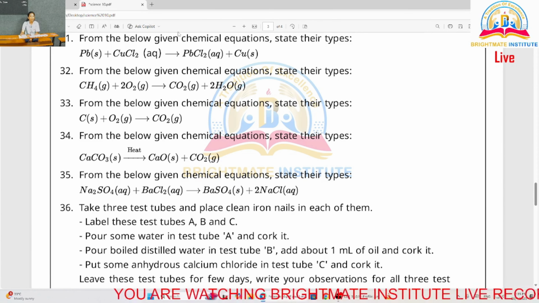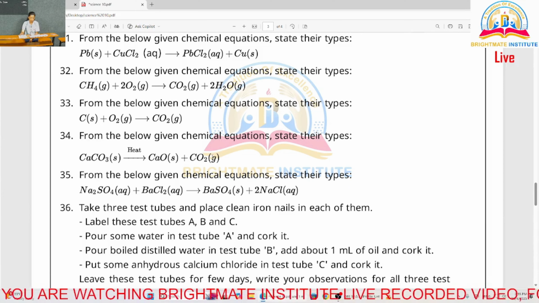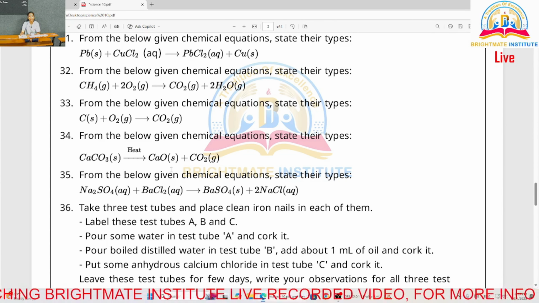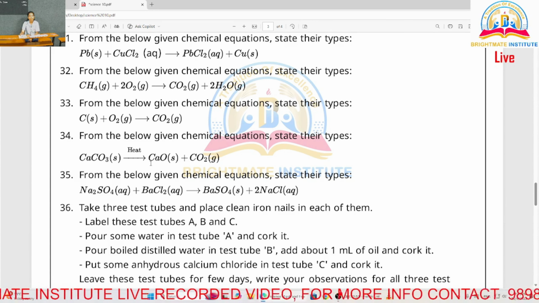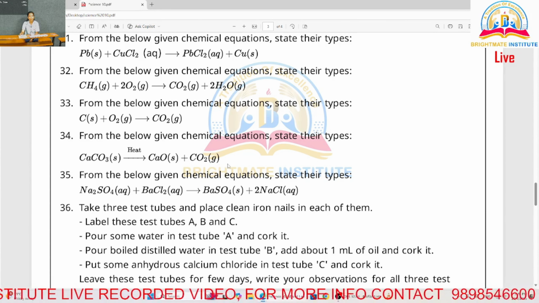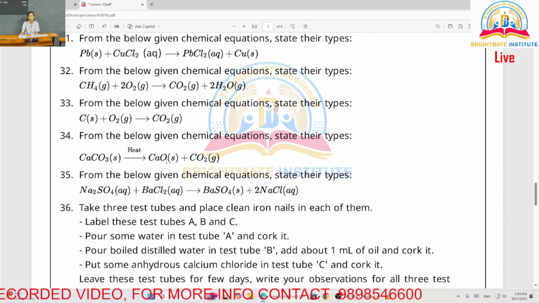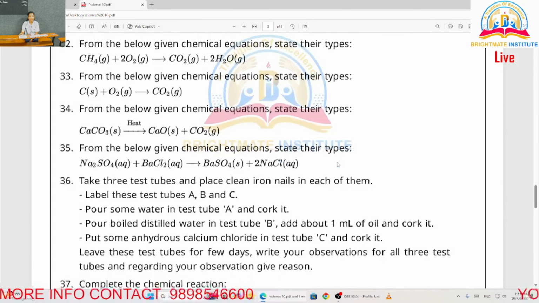CaCO3, when heat is involved, gives CaO plus CO2. So if the reactant is split, it is known as a decomposition reaction. So see, calcium carbonate, on giving heat, gives calcium oxide and carbon dioxide. So this is a decomposition reaction. One reactant is split into more than one, that is two products. So it is known as a decomposition reaction.